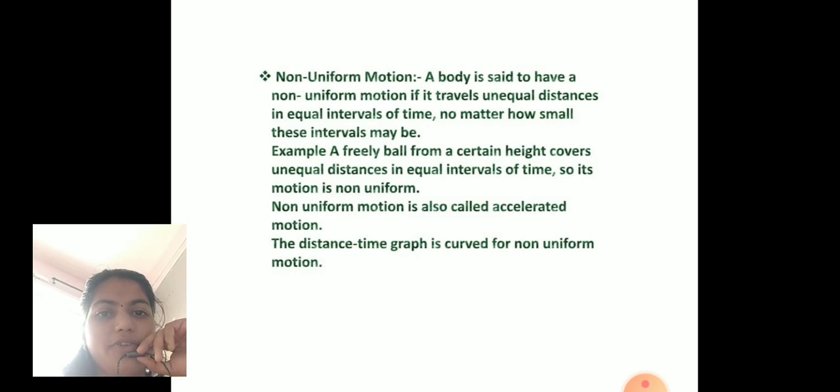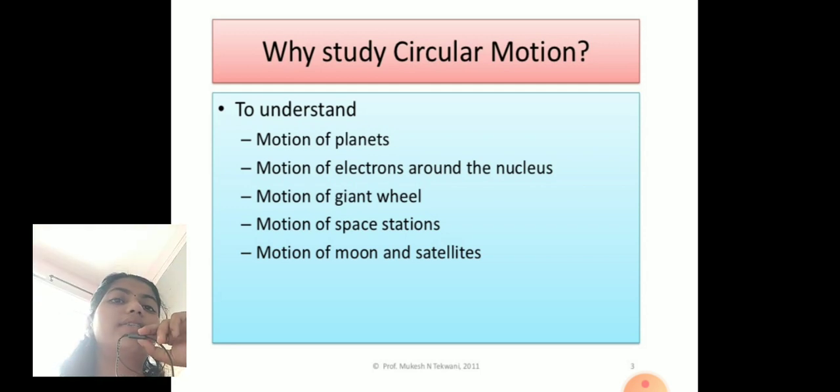It means that in non-uniform motion the body moves unequal, random distances while the time interval is the same. Because of that, the motion is called accelerated motion. The distance-time graph is curved for non-uniform motion. In the first type both quantities vary equally, so the graph is a straight line, but in this type both quantities vary unequally, and so the graph is curved. Now, why study circular motion?